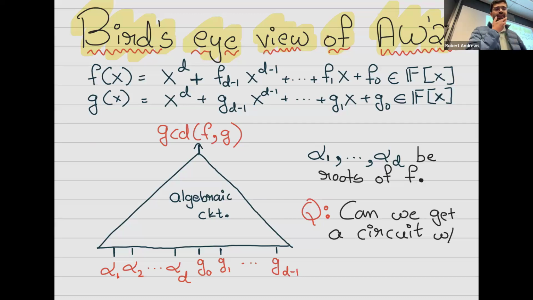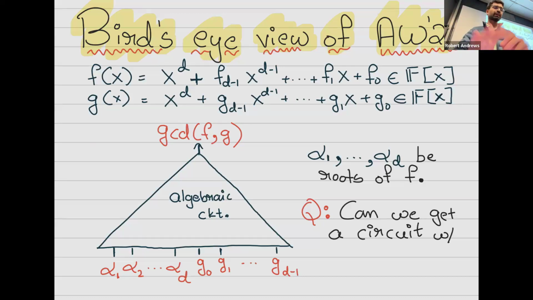But then alpha 1 up to alpha d are the roots, and what I would like is a circuit in the coefficients. Okay, that question is incomplete. So the question is, given this circuit, can I get a circuit with the coefficients f0, f1 up to f t minus 1? And this is what AW is trying to do. It's like playing the game of, okay, I have a small circuit in the roots, then how do I get access to something in the coefficients? And they sort of try to play this game.